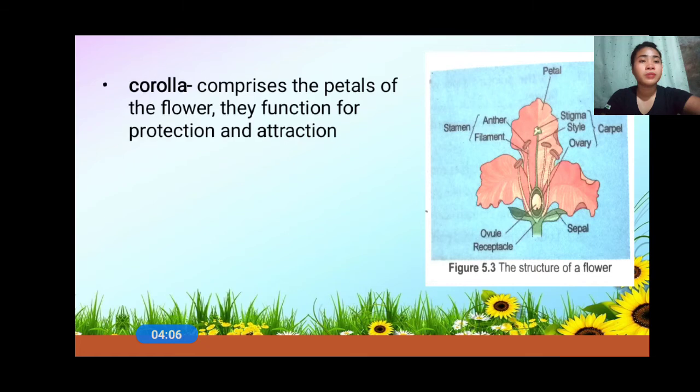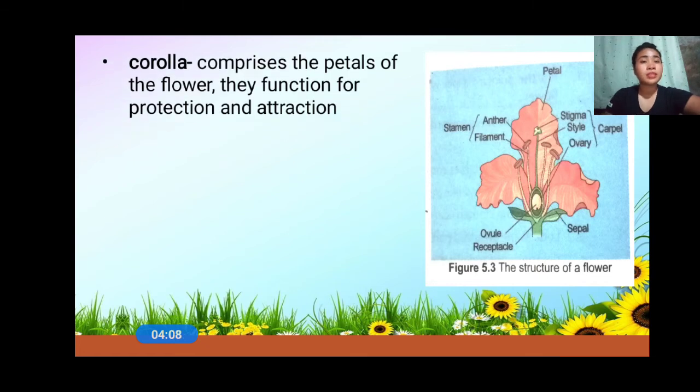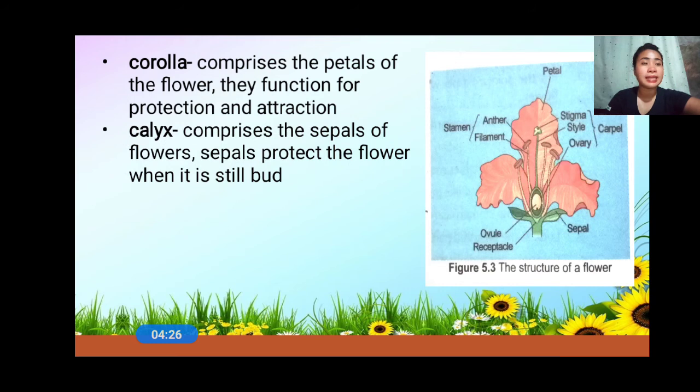Now, when we say corolla, it comprises the petals of the flower. So, they function for protection and attraction. Now, corolla comprises the petals of the flower. And the function of corolla is to protect and to attract. Okay, and then we have calyx. So, calyx comprises the sepals of the flower. So, sepals protect the flower when it is still a bud. Okay, so calyx comprises what? The sepals of the flower.